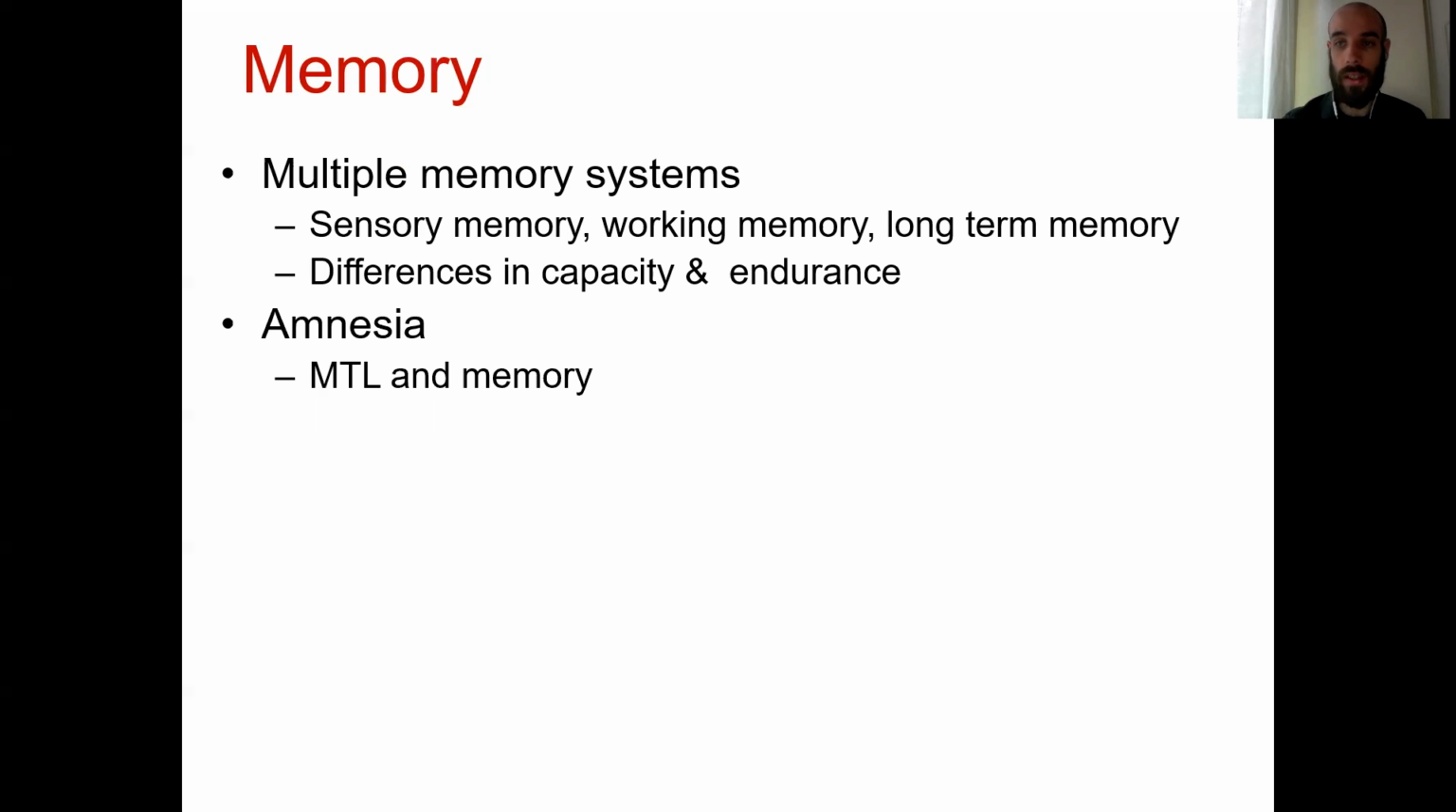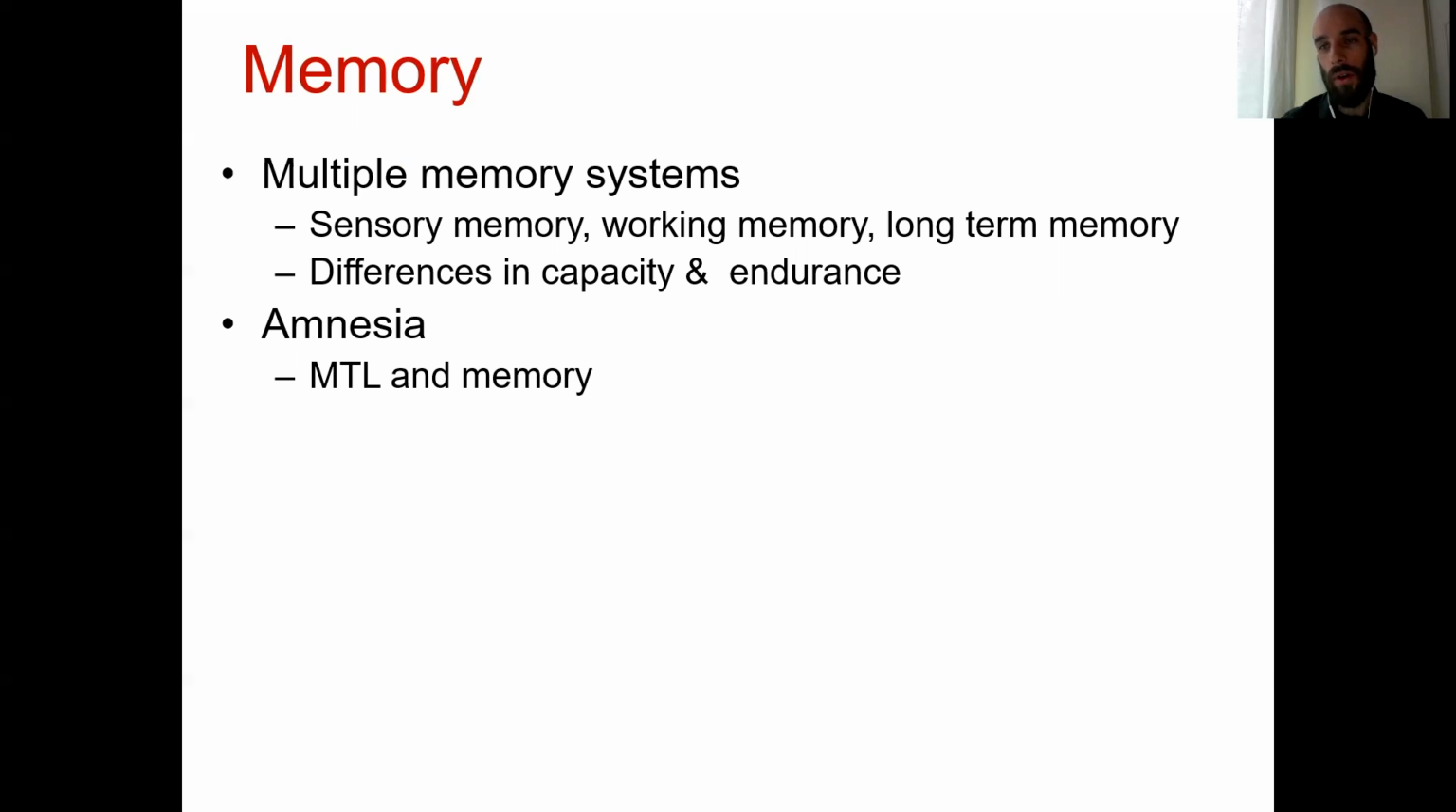So anterograde amnesia is when we cannot collect new memories, and then retrograde amnesia is when we can't remember things from our past. So typical symptoms of someone who has MTL damage is pure anterograde amnesia and slight retrograde amnesia.